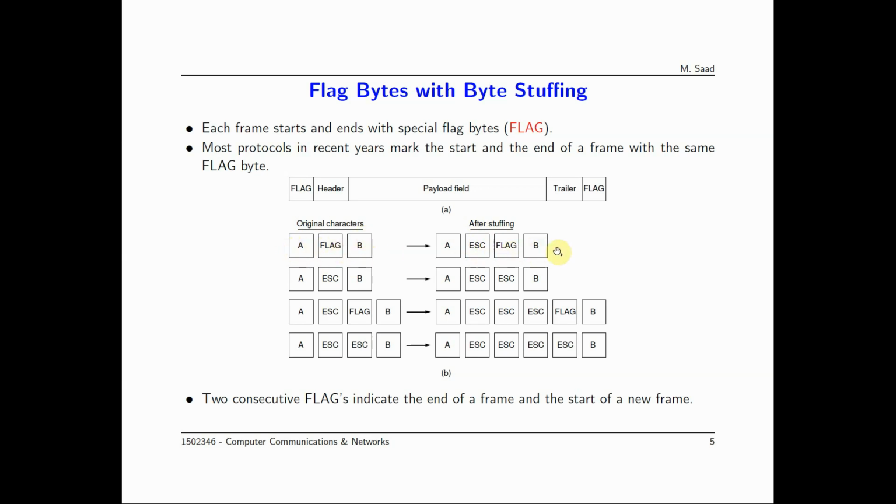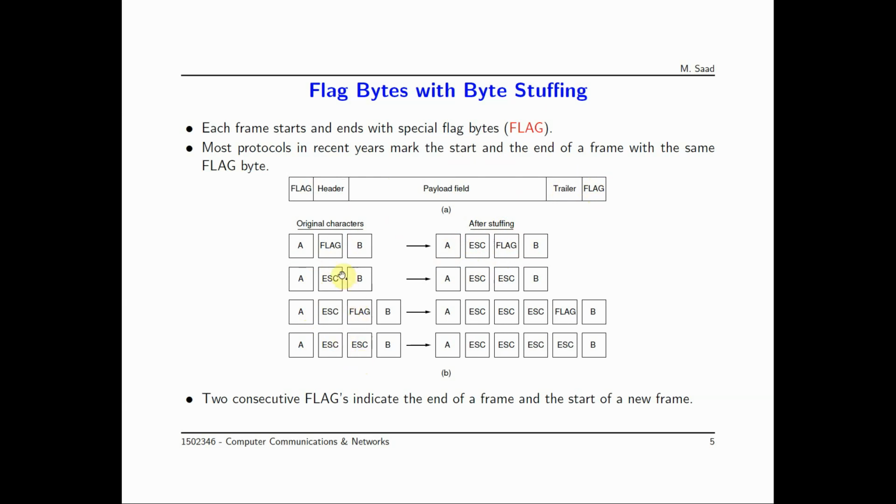Now it will continue. If it sees a flag alone without an escape, it means this is the end of the frame. So if the receiver sees a flag alone without any escape, it means the beginning of the frame, and then we have the frame, and the next flag is the end of the frame, and so on. Inside the frame, if there is any flag with an escape before it, the escape must have been inserted or stuffed by the sender, so the receiver just removes it. The other examples just show you all other possibilities so that you make sure that this method actually works.